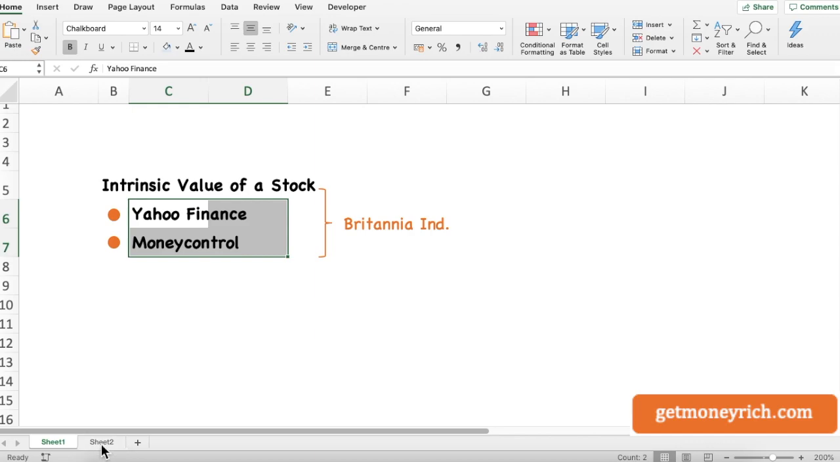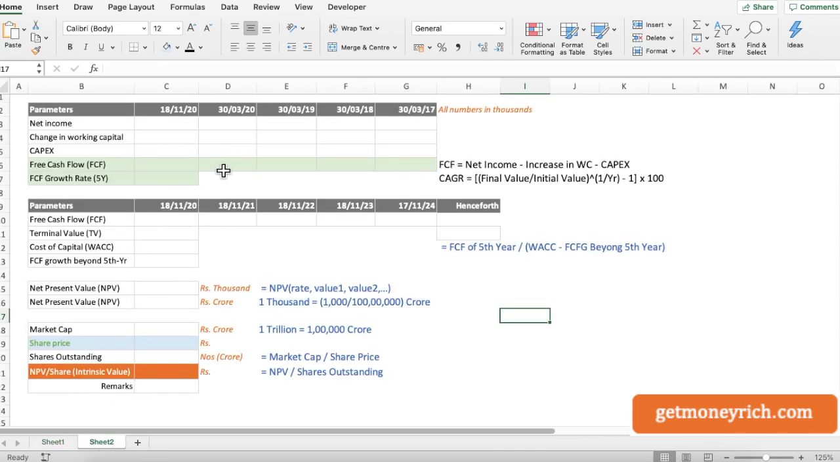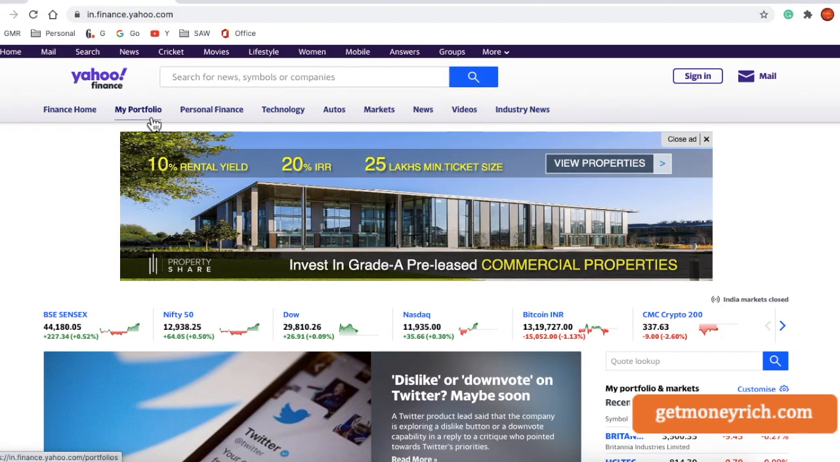So let's start. I have prepared a small template using which we will try to calculate the intrinsic value of Britannia Industries, and to do this we will have to first pick some numbers for this stock from Yahoo Finance. So the first number that we have to pick is net income. So let's go to Yahoo Finance.